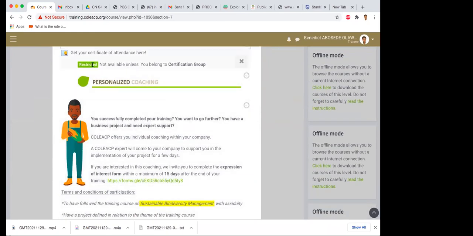We can see that the certificate, "Get your certificate of attendance here," is restricted. So anyone that has finished up to 60% and has filled the training and evaluation form, the certificate will come to this area automatically, and then you can view it and download it.